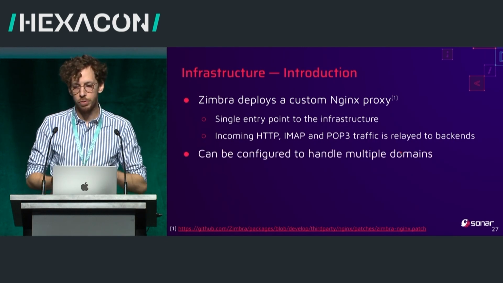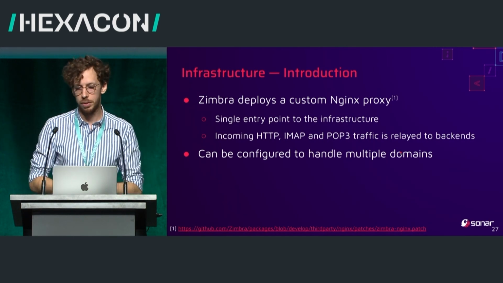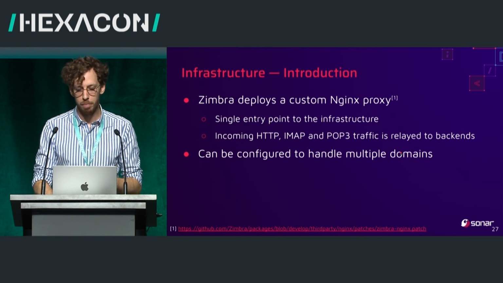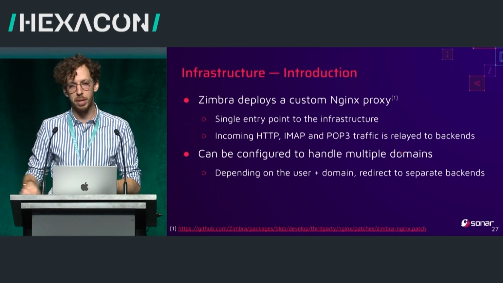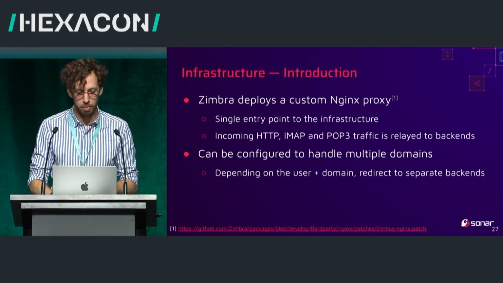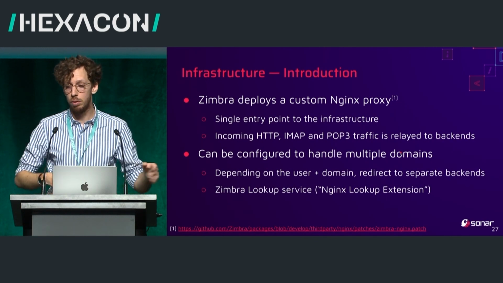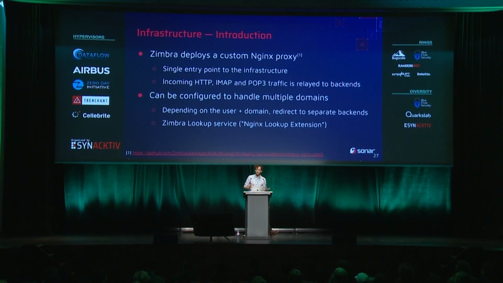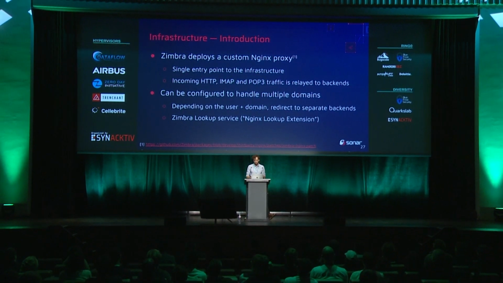And one of the goals of this setup is to configure Nginx to handle multiple domains. So if I have several domains in my company, I can say, okay, my backend server A is going to handle everything for A.com, and my backend server B is going to handle everything for B.com. So to make the association, to know which backend server will have to be reached by Nginx, there is something called the Nginx lookup extension, which we're going to call the Zimbra lookup service, which is here to do this association.